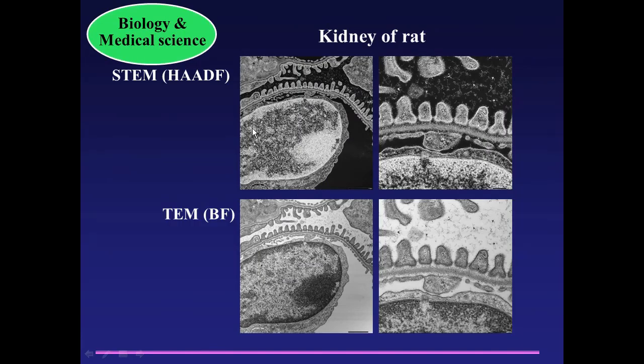And also this STEM image can be applied for biological applications. Upper is the STEM dark field image of the kidney of a rat. We can observe very high contrast imaging from scattered electrons. Lower is a conventional transmission microscope bright field image. Comparing both images, we can collect much information about the structure of the specimen like this.